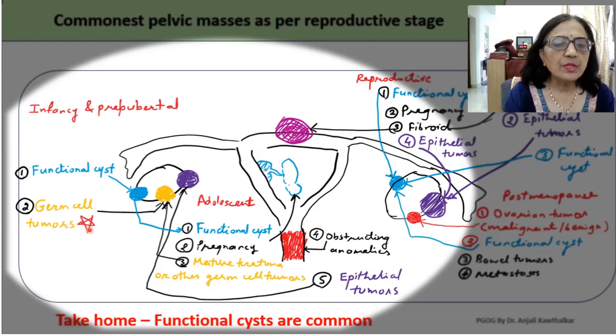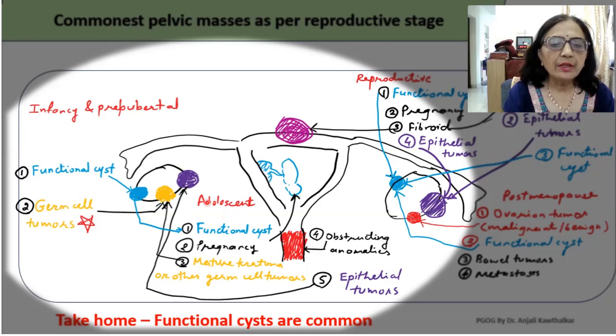Now, in germ cell tumors, I have specifically marked it with a star. The reason is whenever there is an ovarian mass in infancy or prepubertal age group, the possibility of having a malignant germ cell tumor is very high. That we need to remember. So these are the two possibilities in young girls before puberty.